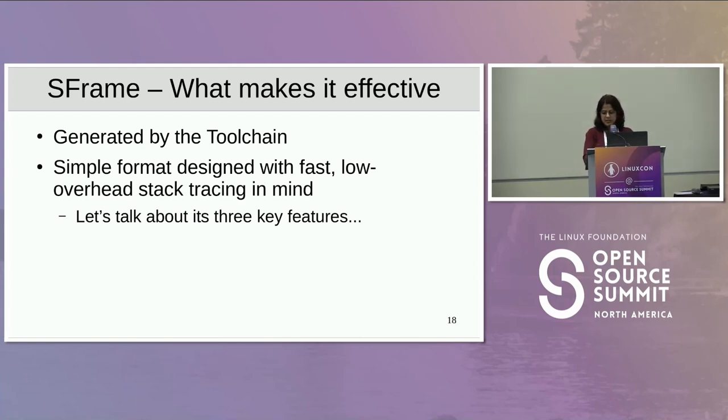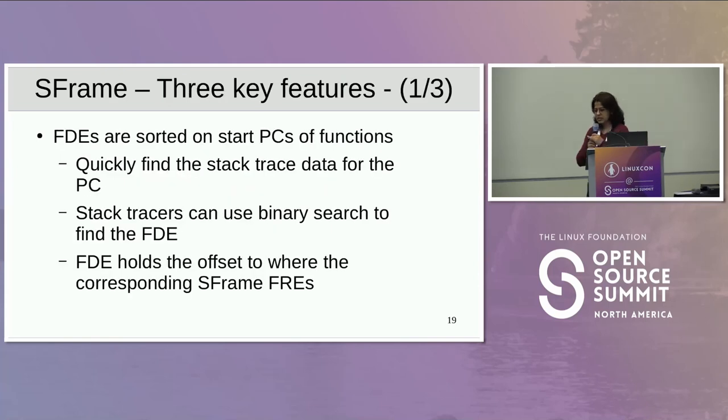The second thing is that since this has been designed with those requirements in mind, it is effective. Let's take three key features that we can discuss and bring home the point that this format is effective for the use case of fast and low overhead stack tracing. The first thing is that these FDEs are sorted on the start PC of the function. Most stack trace formats do that, and they must, because you want to look up information quickly. This allows binary search, and for similar reasoning it's also done in SFrame. Since the FDEs are sorted on start PC, it helps you quickly find the stack trace data for the PC.